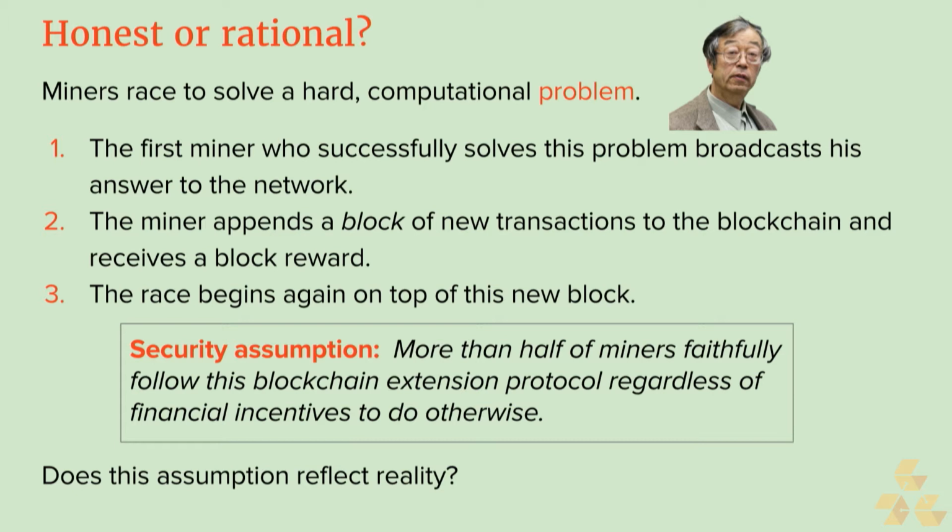The security assumption, which goes back to the very beginning with Satoshi Nakamoto, is that more than half of the miners faithfully follow this blockchain extension protocol, regardless of financial incentives to do otherwise. So really, does this assumption reflect reality? We've seen people deviate from the Bitcoin protocol from the very beginning. Mining pools were not designed into the original protocol. So it's a bit of a rhetorical question, but in what way are people rational?